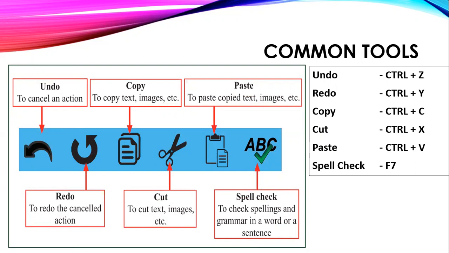Sometimes you may need to copy the same document, maybe the same picture, same text box, same shape, several times. So for that, we are using copy, or we can say duplicating. For duplicating, we are using Control plus C.